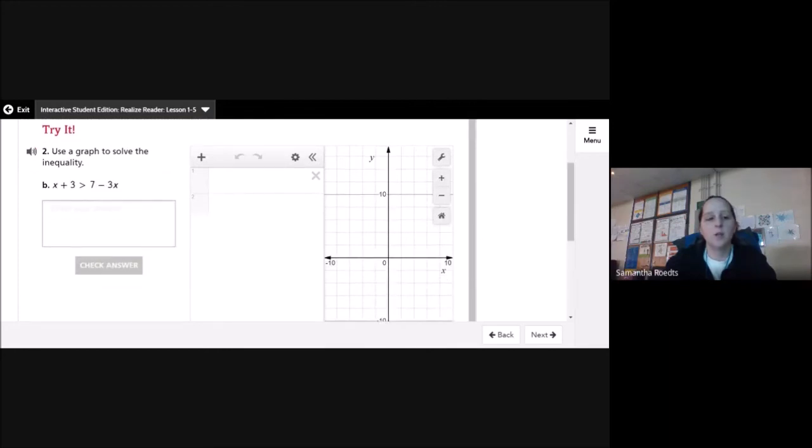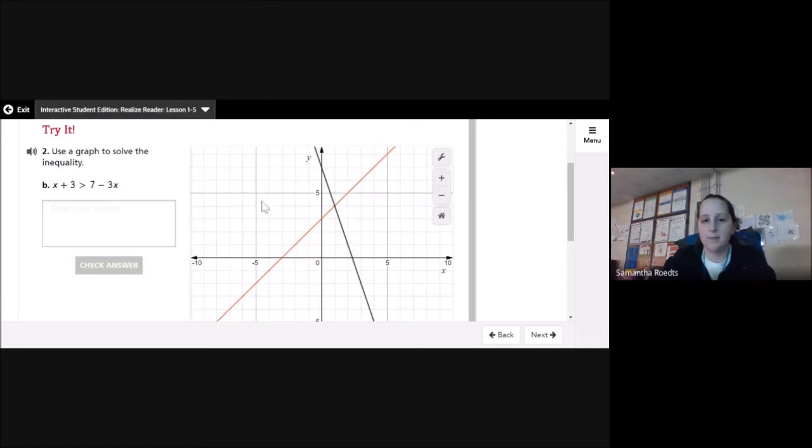Use the graph to solve the inequality x plus 3 is greater than 7 minus 3x. So again, I want to graph both of my equations. So y equals x plus 3 and y equals 7 minus 3x. You can also include the y equals. It'll give you the same thing. Okay. So here's my 2. So this is my first one. They cross at 1, 4.